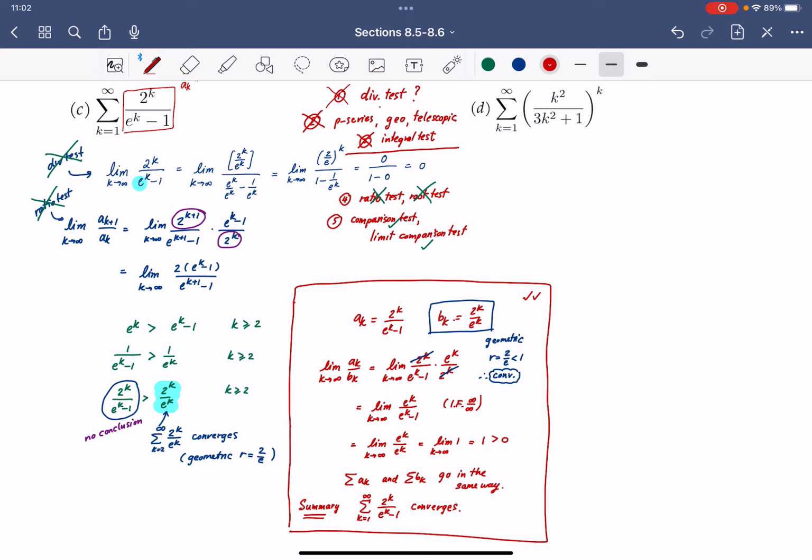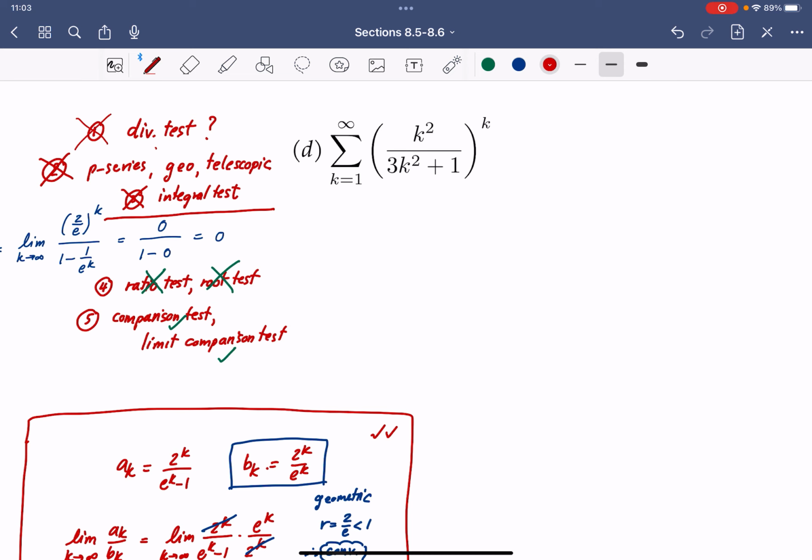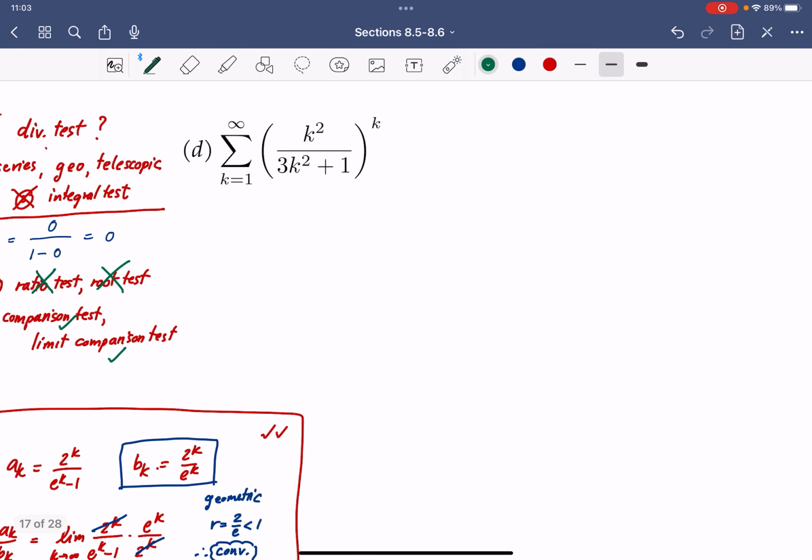All right, let's do the last one, part D. The sum of k squared over 3k squared plus 1, to the k, starting from 1 to infinity. So this one, what do you want to use if you see this one? When you see something raised to the k, what would you use? Anyone have the idea? Something raised to the k. You can try to follow the guidelines.